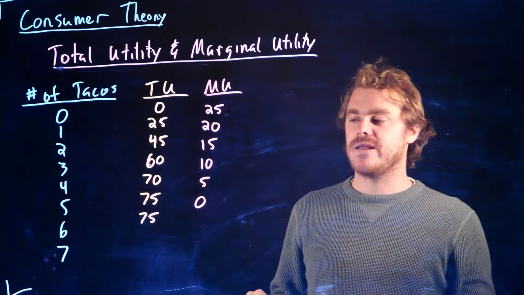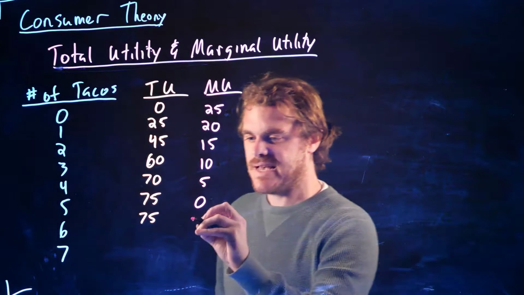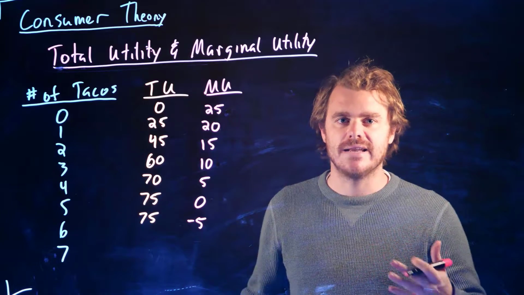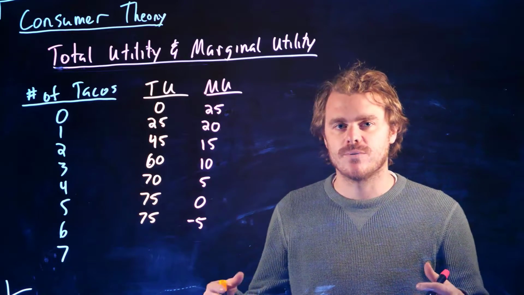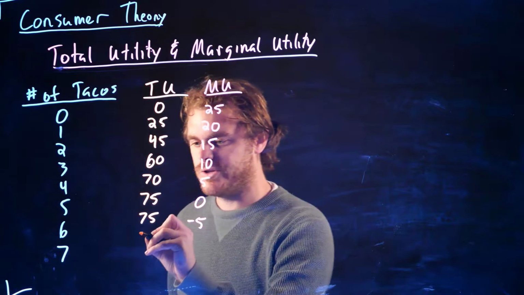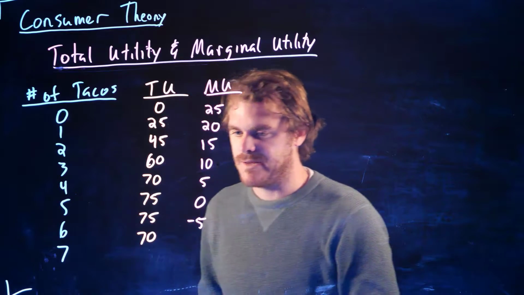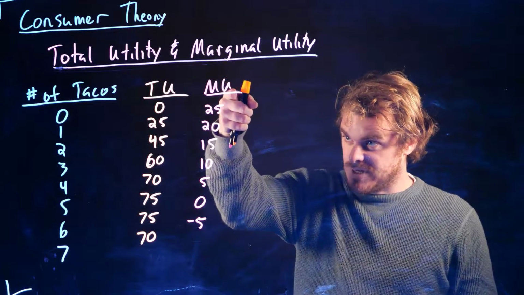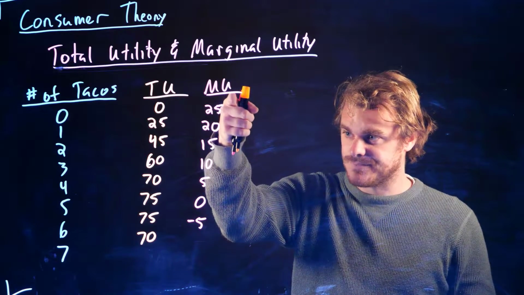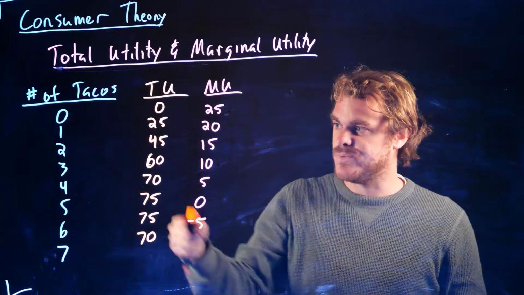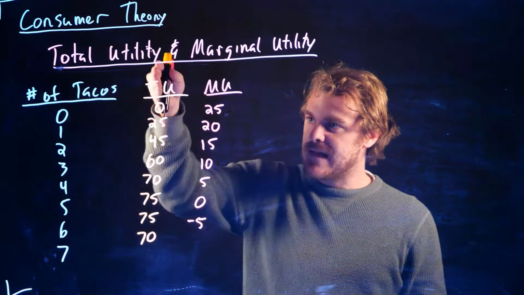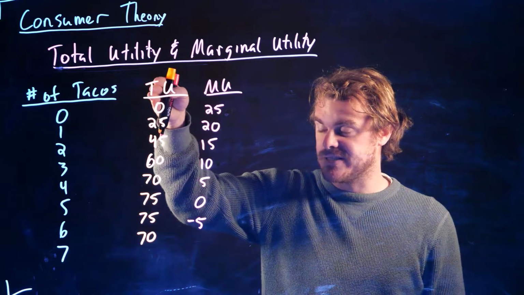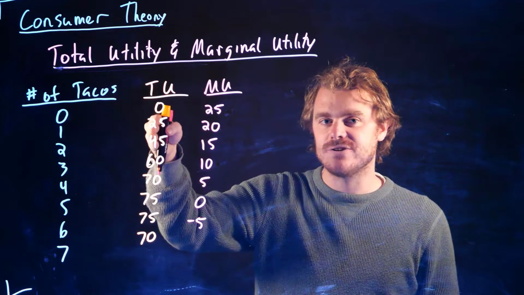And let's say we're already full after 6, and having that 7th taco is actually going to give us negative marginal utility because we're getting so full we're going to get sick. Then our total utility would go back down to 70. So here we can see this diminishing marginal utility. The marginal utility is going down as we consume more. And what that means for the total utility is that it's going up as long as the marginal utility is positive, but it's going up at a decreasing rate.